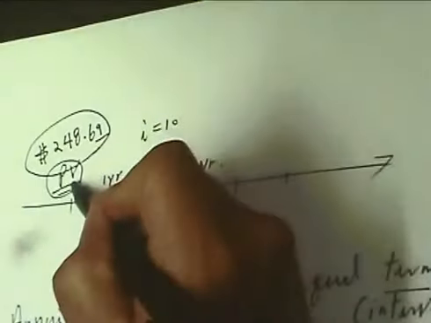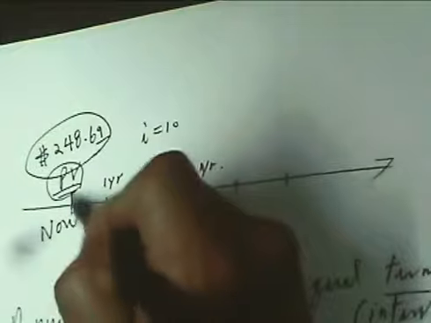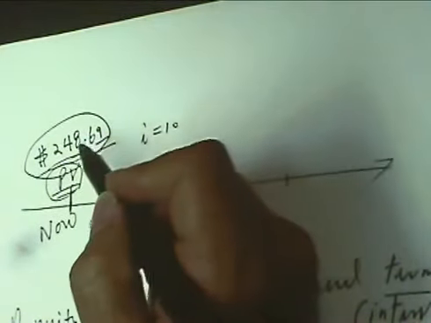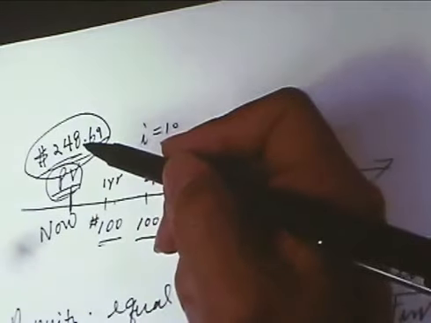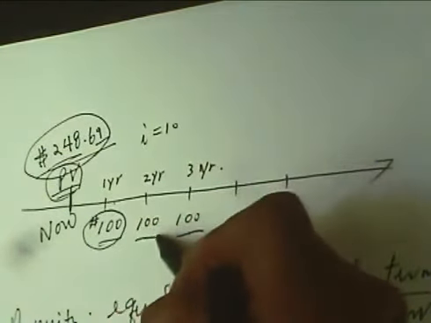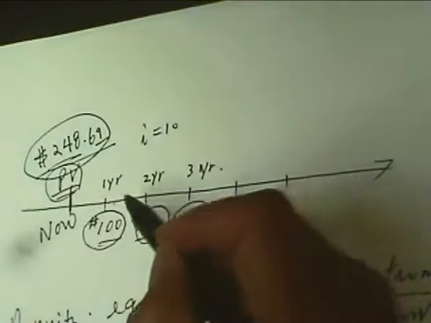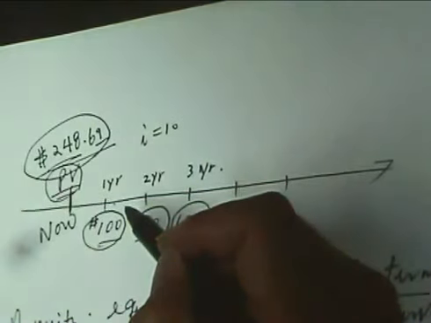Present value. That's the now value. Now, remember we are sitting right here. This is the present value of $100 in the next 3 years, every year. Equivalent.